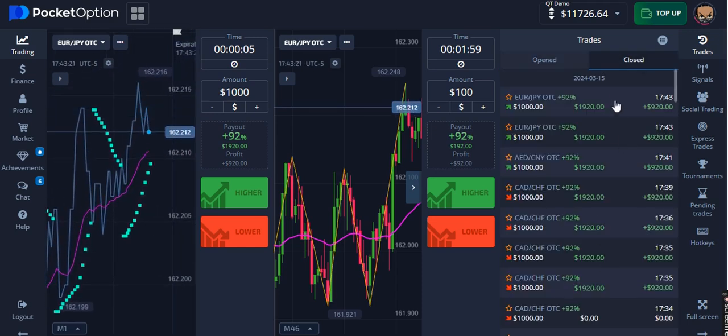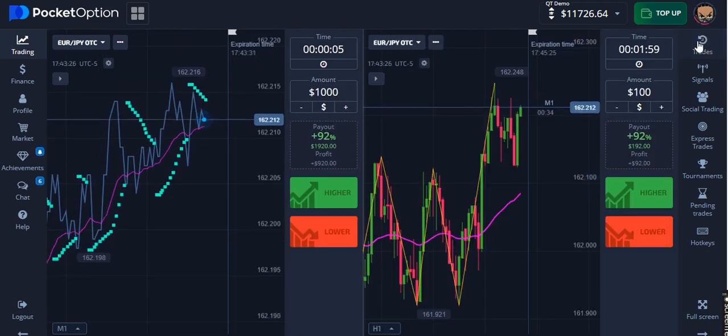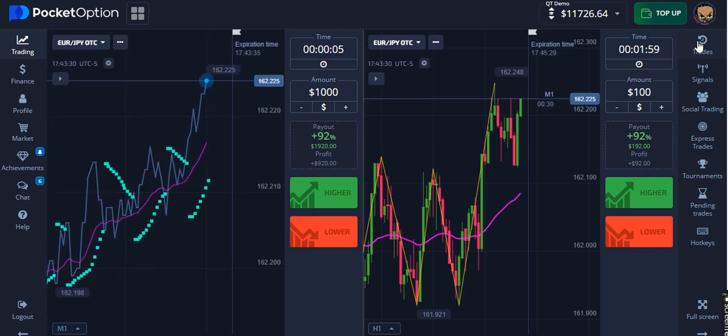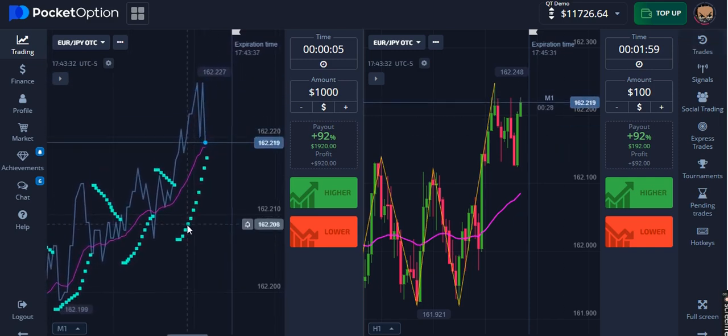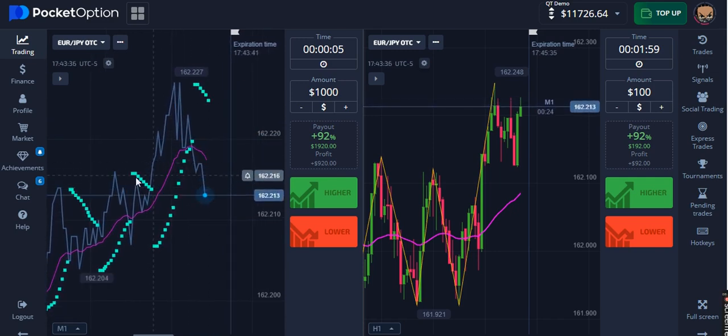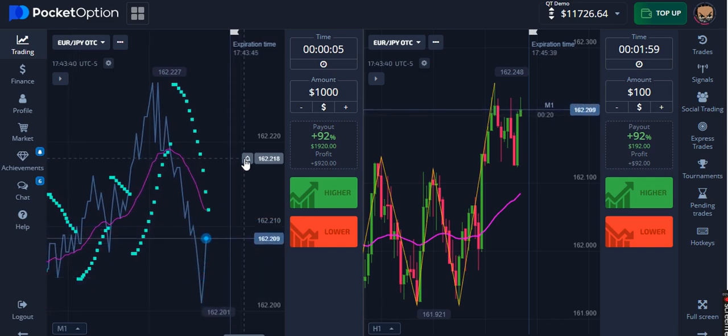Let's see what we've done. Look at how many trades we won in a row using this exact same strategy. I cannot emphasize it anymore. There was another trade. If I would have got in on this parabolic here, easy money. Right here, this line here. So that's literally all I'm doing.